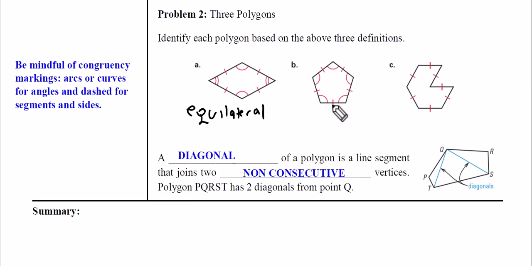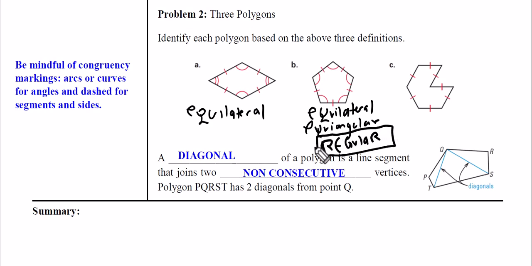For part B, we notice dashes, and they all are single dashes. That means this is equilateral. When we look at the curves, do you notice that all of the angles have the same amount of curves? There's one arc for each angle. That means that all of these angles are equiangular. Now, if a polygon is equilateral and equiangular, that makes it regular. So we could call polygon B a regular polygon. And in this particular case, there's 1, 2, 3, 4, 5 sides. So this is a classic example of a regular pentagon.